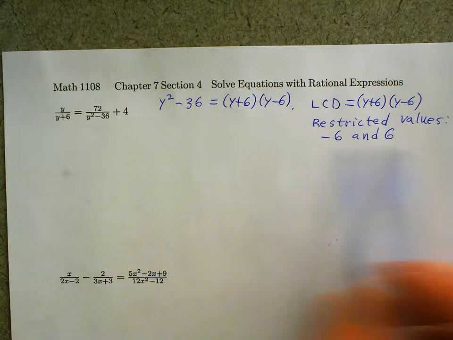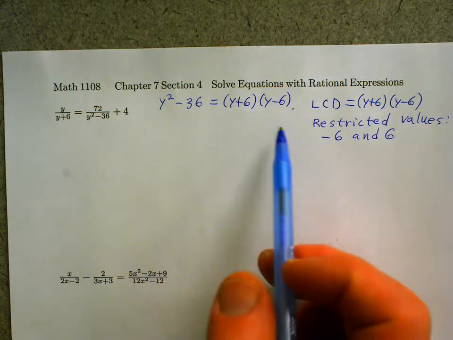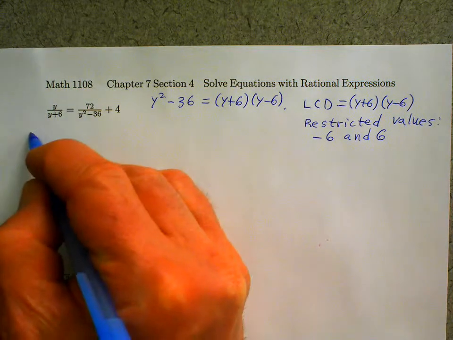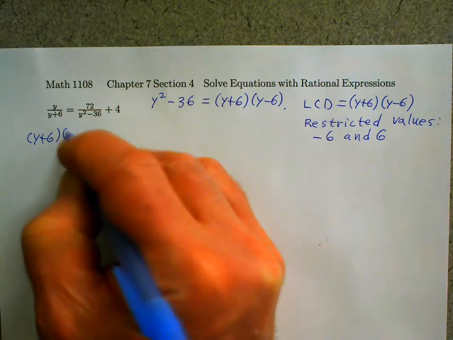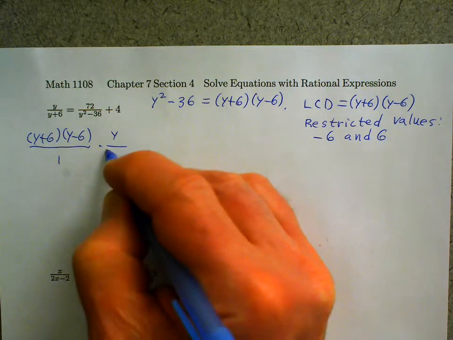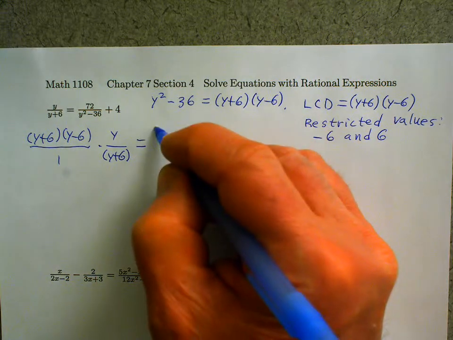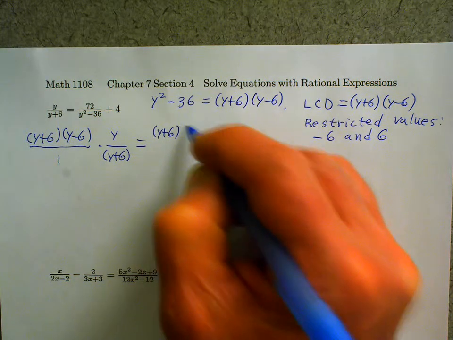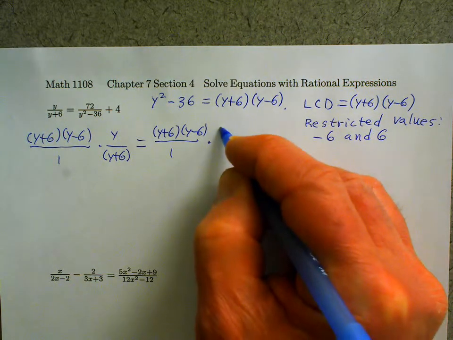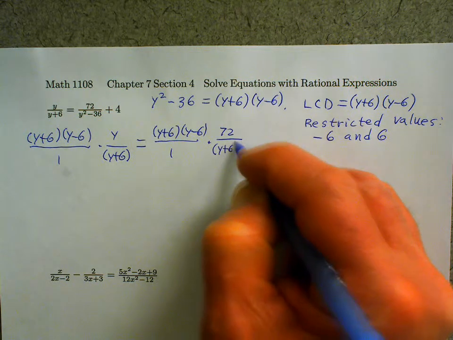Okay, so we have to keep that in mind. Then multiply every term on both sides by the least common denominator. So we have y plus 6 times y minus 6 over 1 times y over y plus 6. And then on the right-hand side, y plus 6 times y minus 6 over 1 times 72 over y plus 6 times y minus 6.